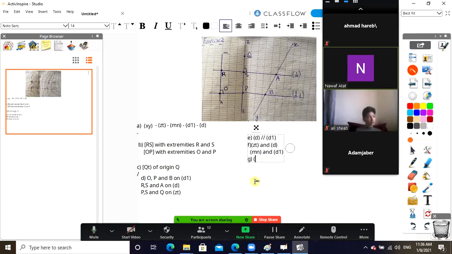No, as D, we cannot write a letter next to D. D is a straight line alone. So XY and which line? XY and D, or XY and D1. It's also correct. XY and D1. Thank you. Let's move to part H.